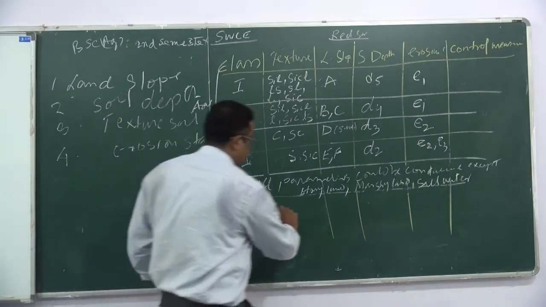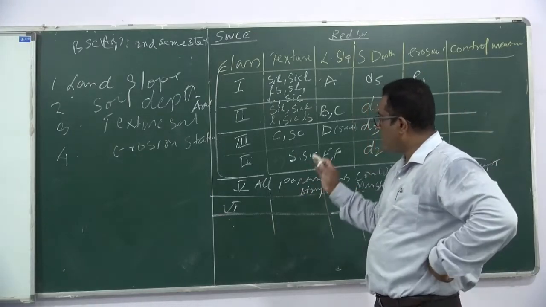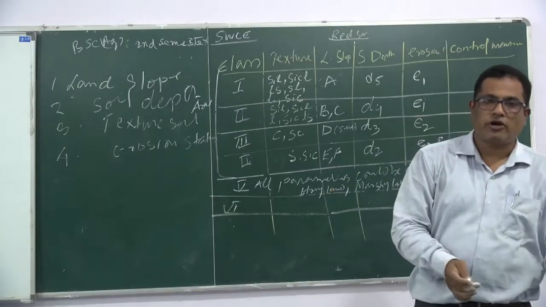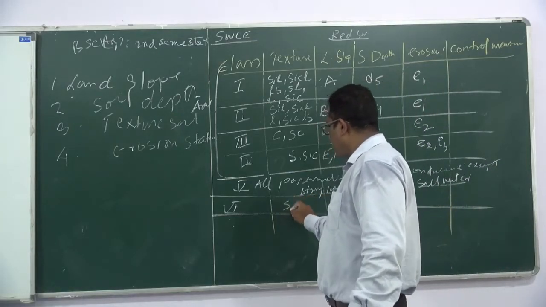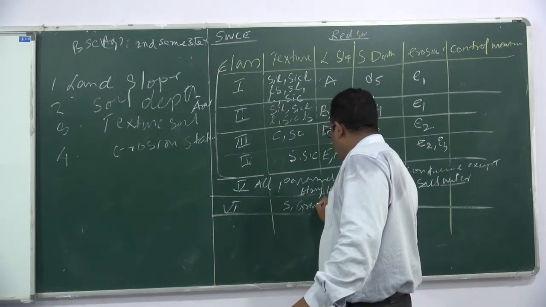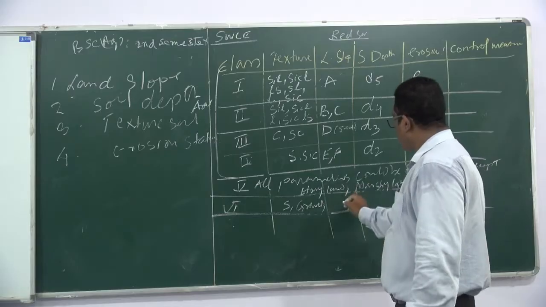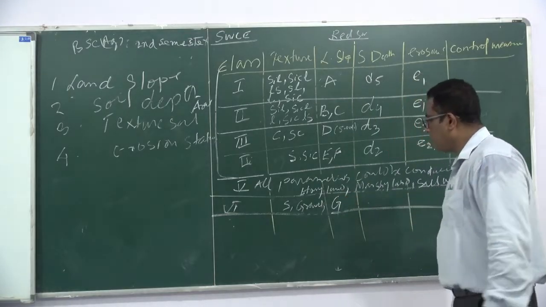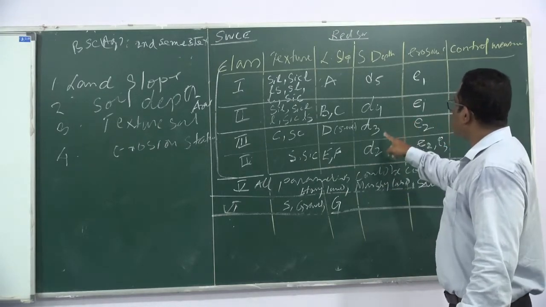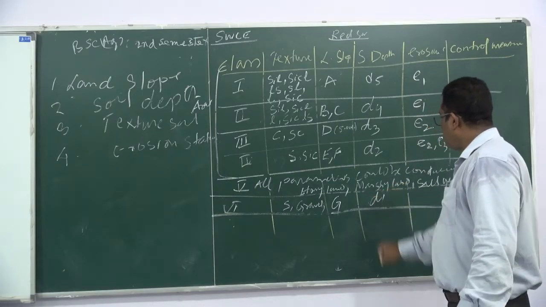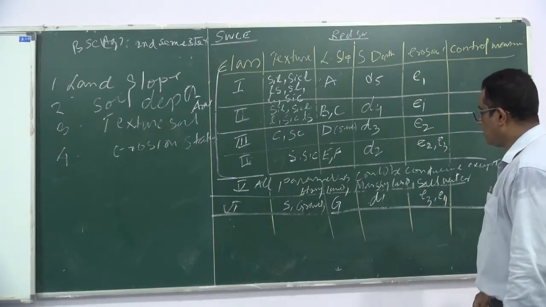Class 6. In this type of land, we don't have soil, but the underneath surface is exposed. At the most, you will have sand or gravels. And land slope is G, that is 25 to 33%, and soil depth is B1, and erosion status is E3 as well as E4, E3 mostly.